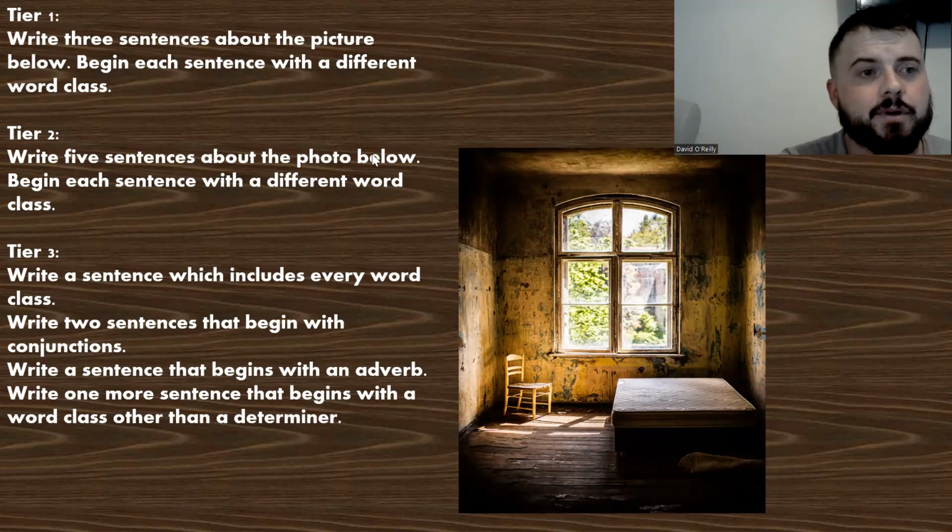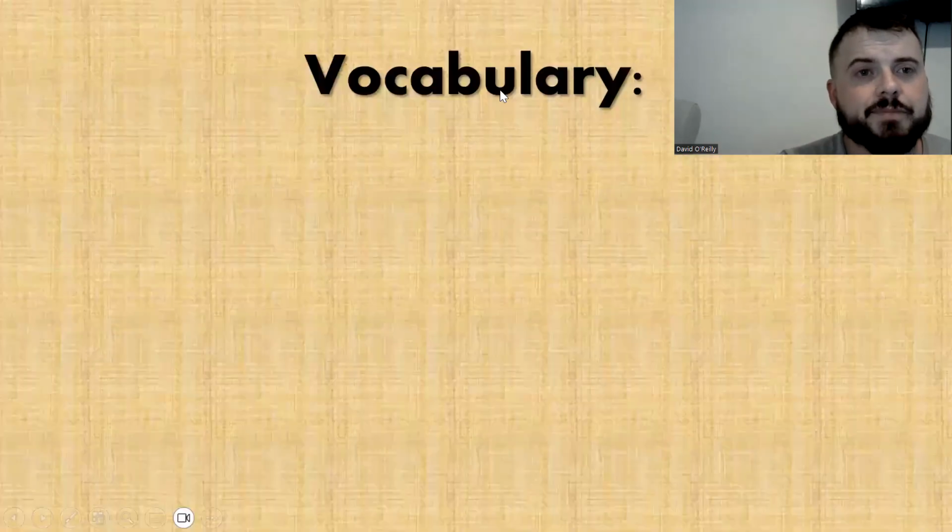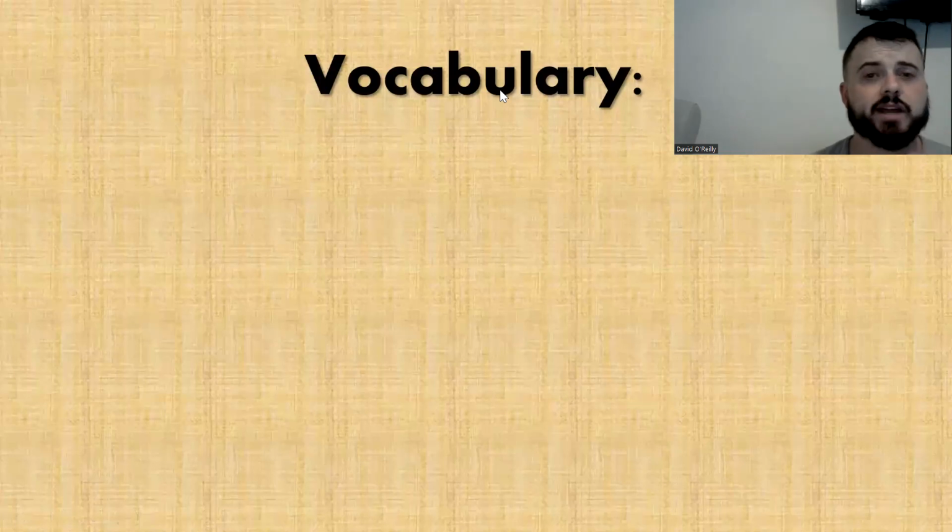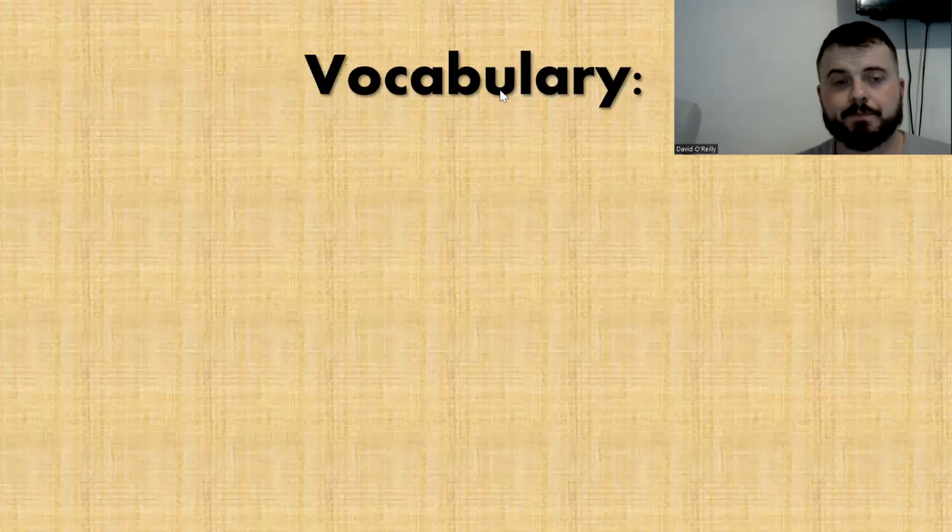Okay. All right. Next part of our homework is vocabulary. Now, I told you this week that vocabulary is arguably the most important thing in the 11 plus exam, SATs exams. Okay, vocabulary is super important. Okay, we need to have a good vocabulary.